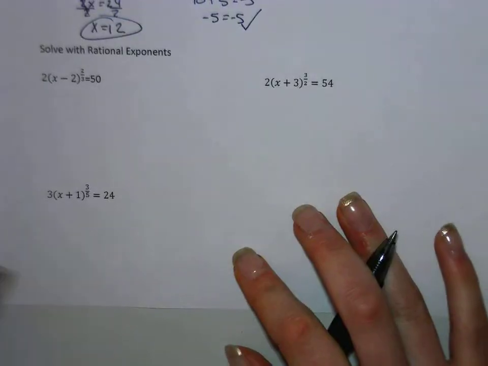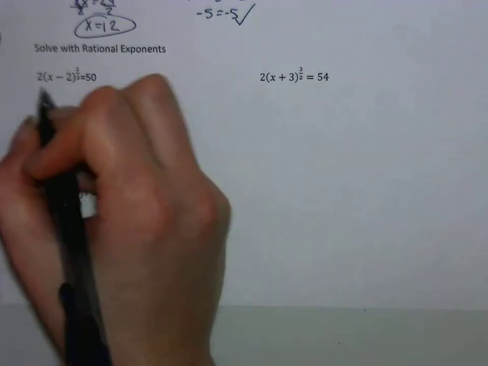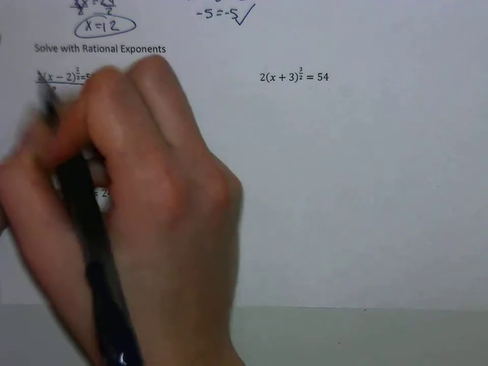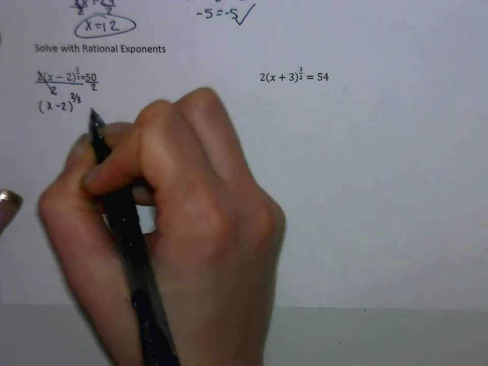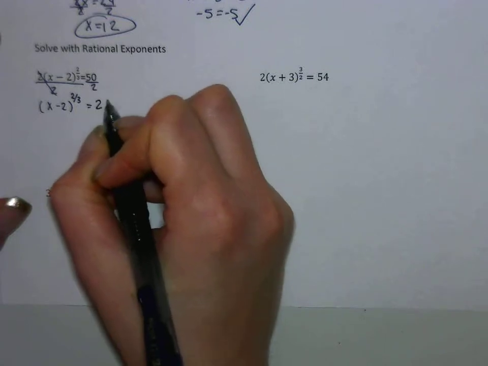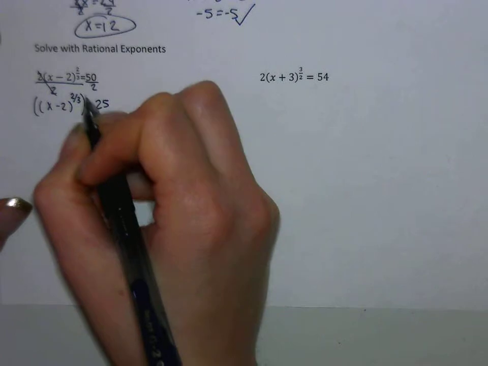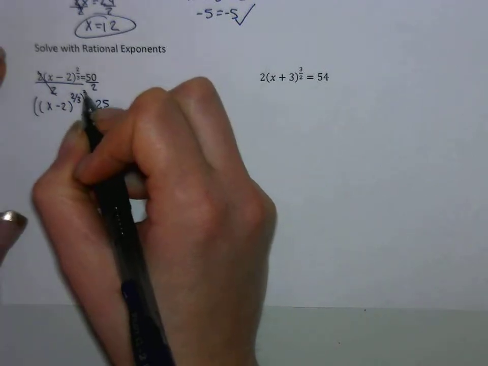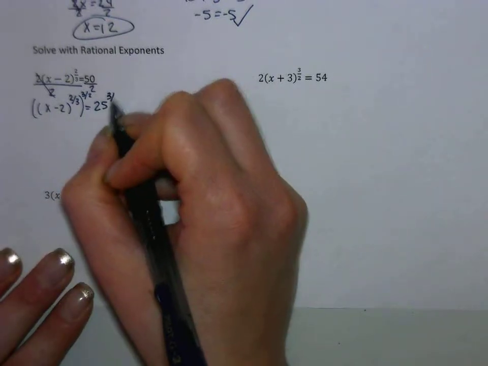So look what happens when we have rational exponents. Here, let's divide both sides by 2, because right now we're multiplying the quantity by 2. So we have x minus 2 to the 2/3 power equals 25. In order to get rid of our power of 2/3, we want to raise to the power of 3 over 2. When we multiply those, they become a 1. So 25 to the 3/2.